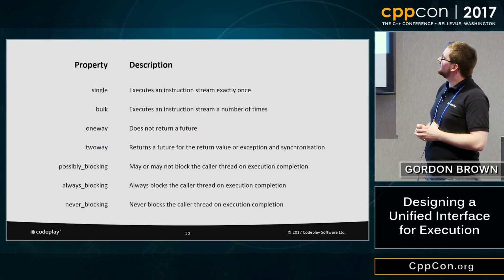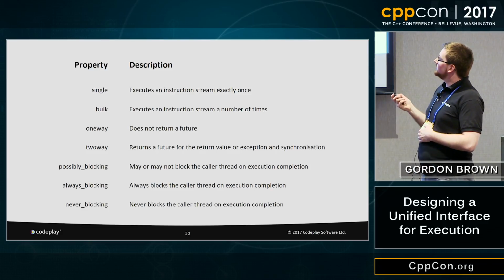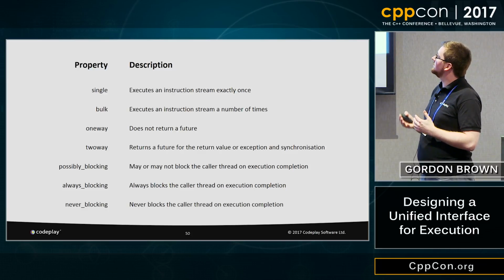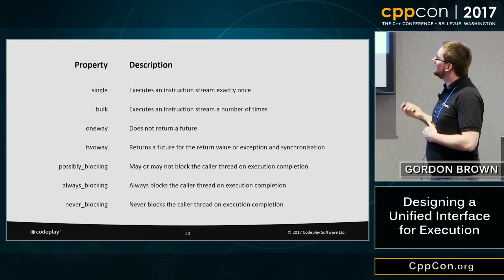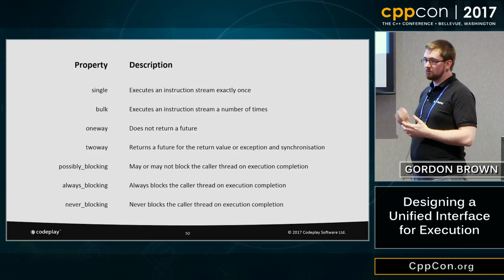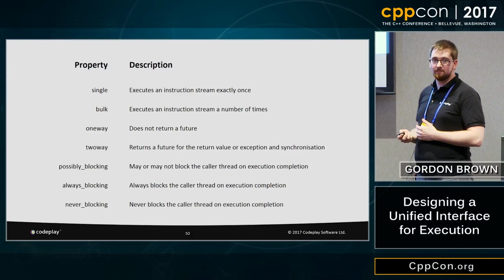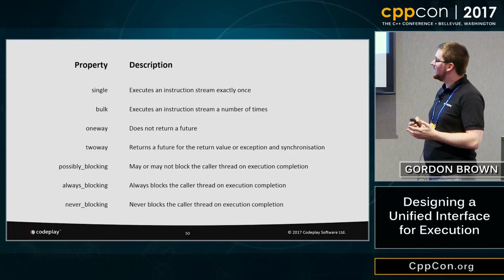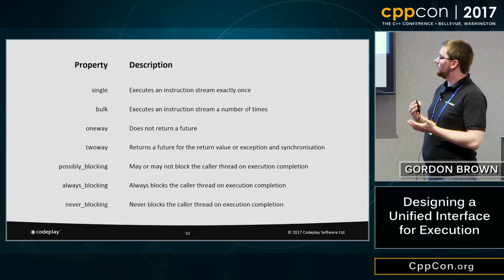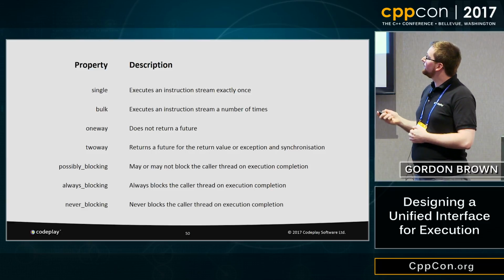So first of all, these are the properties that you've seen already: single, bulk, one-way, two-way. Essentially, single executes the instruction stream once, bulk executes multiple times. One-way doesn't return a future, whereas two-way does return a future for the value or exception and synchronization. And then you have possibly blocking, always blocking, never blocking. It may or may not, always or never block the caller thread on the execution to complete.